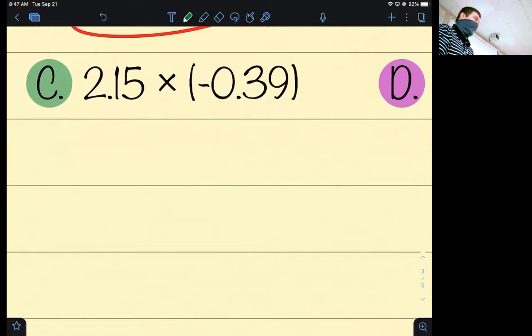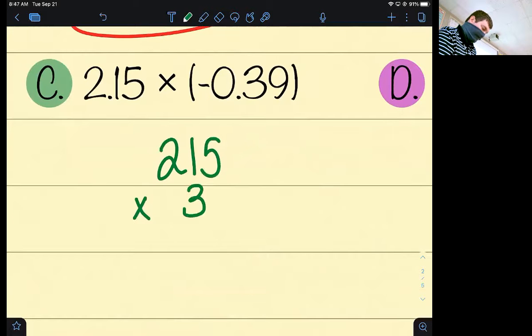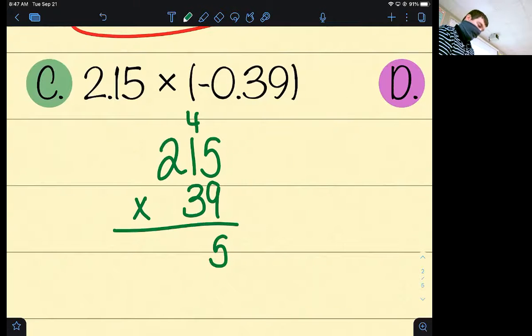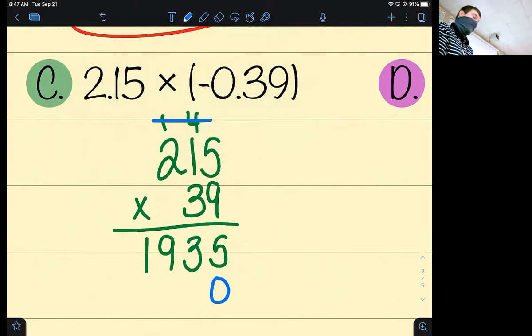Example C. If I ignore the decimal points, this is 215 times 39. So let's write it like that. 215 times 39. What's 9 times 5? 45, carry the 4. 9 times 1 is 9, plus 4. 9 times 2 plus 1. Okay. Drop a 0 down because we're multiplying by 30. Scratch these out. What's 3 times 5? 15, carry the 1. Put that 1 up here. 3 times 1 is 3, plus 1 is 4. 3 times 2 is 6.